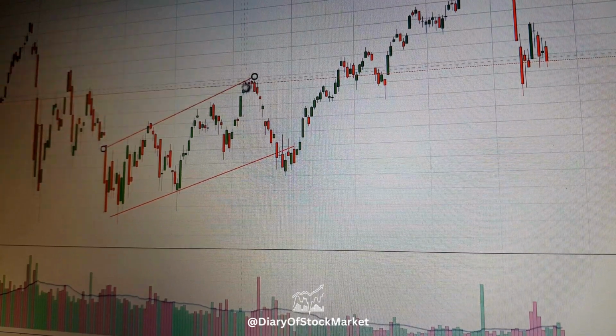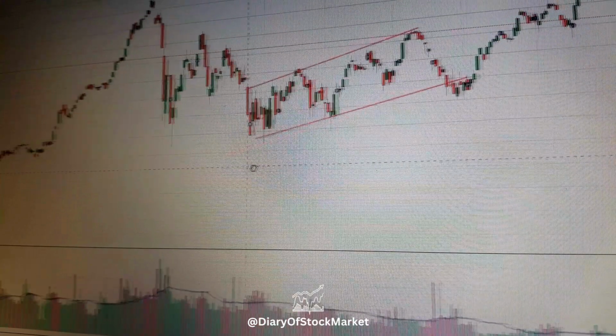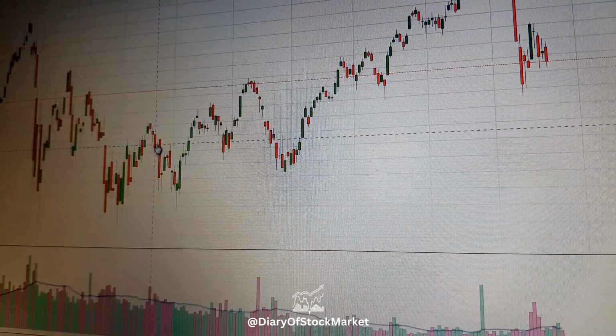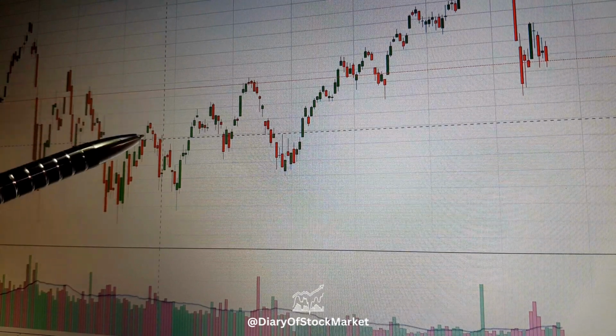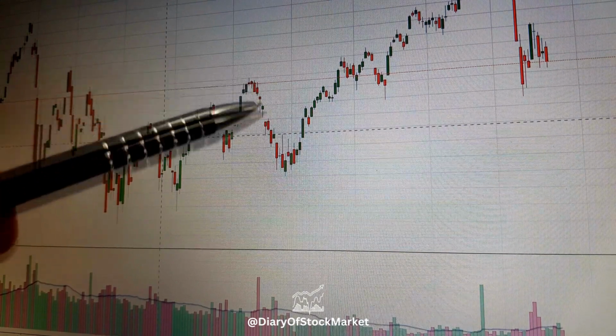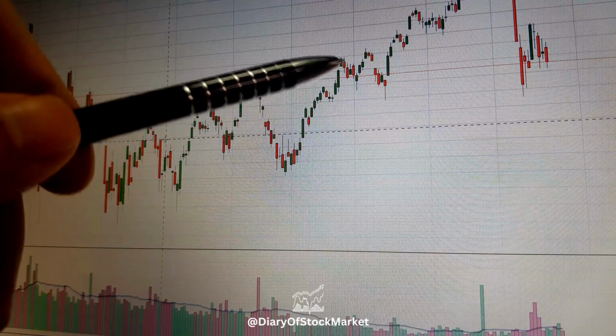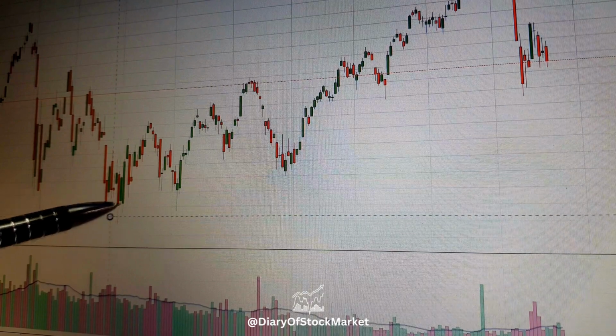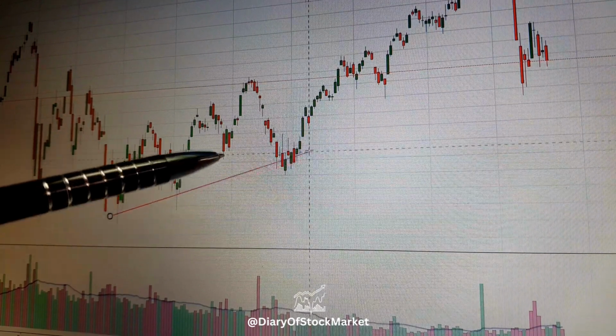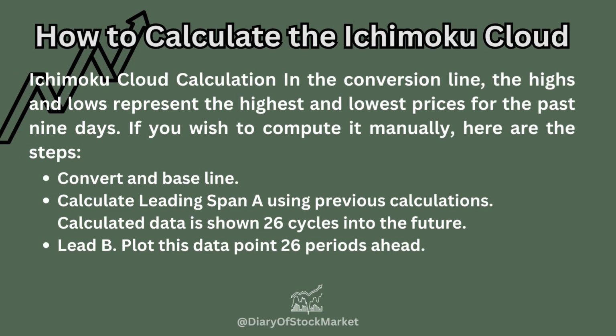Goichi Hosoda, a Japanese journalist, devised and published the Ichimoku cloud in the late 1960s. It offers more data elements than the conventional candlestick chart. At first sight, it may appear complicated, but those who are accustomed to interpreting charts and trading signals typically find it simple to comprehend. Ichimoku cloud calculation: in the conversion line, the highs and lows represent the highest and lowest prices for the past 9 days.